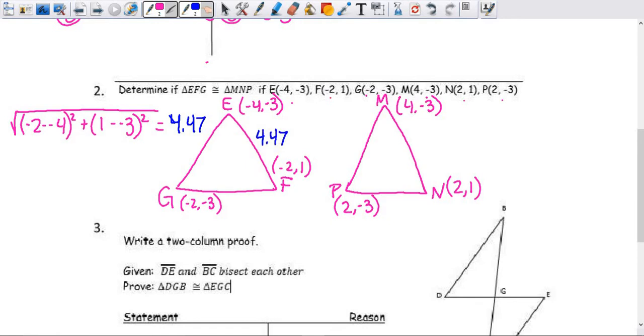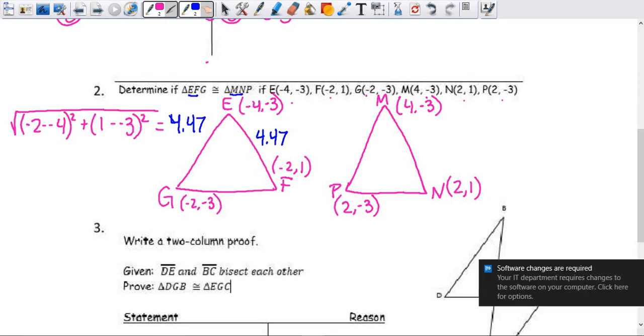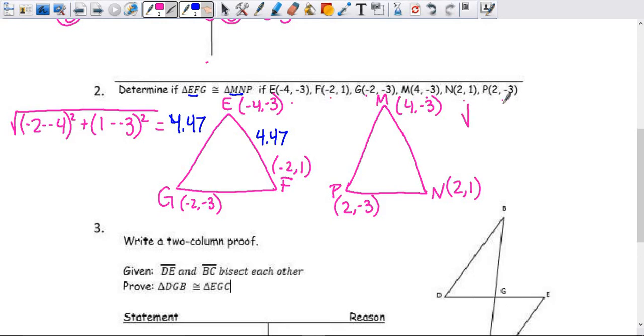So now EF was the first 2 letters. I want to see if that matches up with the first 2 letters over here, which is MN. So I would do the distance formula for M to N. So I do x2 minus x1 squared plus y2 minus y1 squared. I punched that in the calculator, work out my distance formula, and look at that.